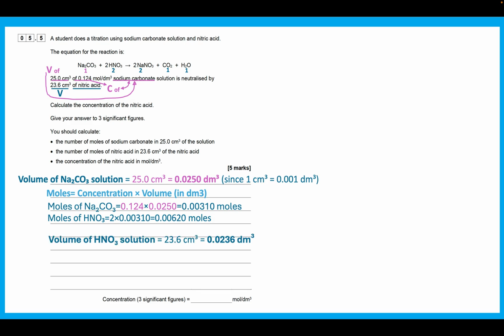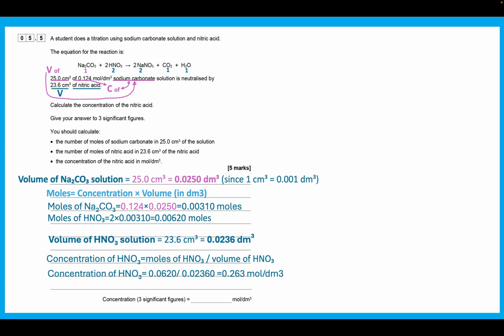We notice again that the volume of nitric acid is given in centimeters cubed, so we convert this into decimeters cubed, and we obtain a value of 0.0236 decimeters cubed of nitric acid. The concentration of nitric acid will be the moles of nitric acid, which is 0.0062, divided by the volume of nitric acid, which is 0.0236. So the answer is 0.263 moles per decimeter cubed.